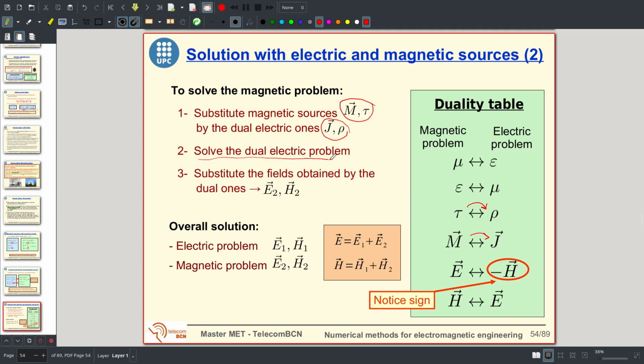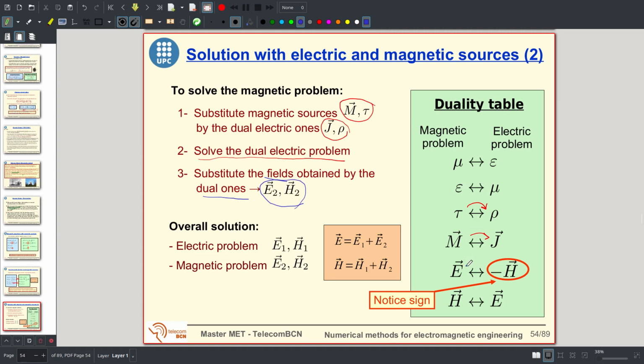This is something that is known how to solve; you will know in 1 hour how to solve it. So it's known. We solve the dual electric problem, and then when we obtain the solution of the dual electric problem, we replace the dual quantities, we replace the fields by the dual ones, so we obtain the solution of the magnetic problem. And how can we substitute the fields by the dual ones? Using again the duality table.